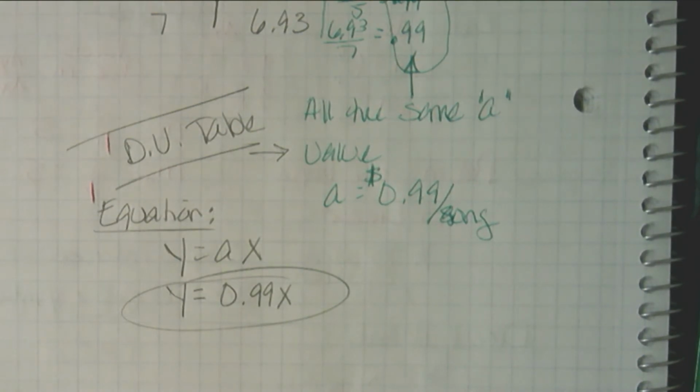All right, so to determine if a table is a direct variation table, you just set up that third column. You find your A values for each of them individually, just like you did the slope. If they're the same, it's a direct variation table. I want to show you one more, and then we're going to move on to story problems, okay?